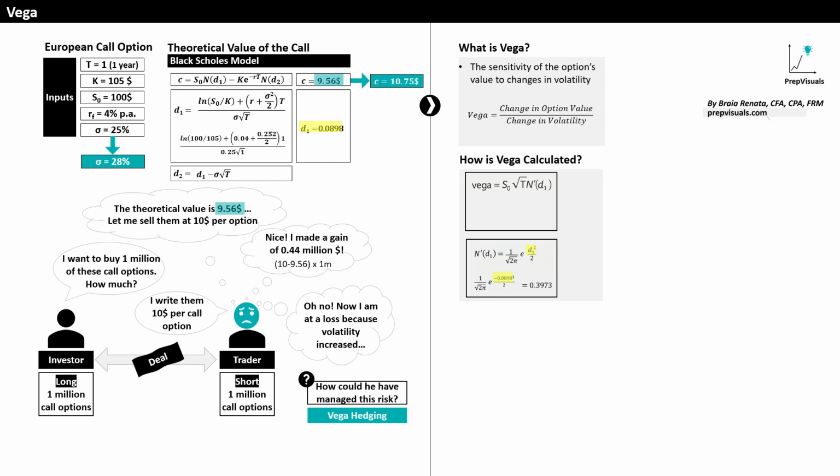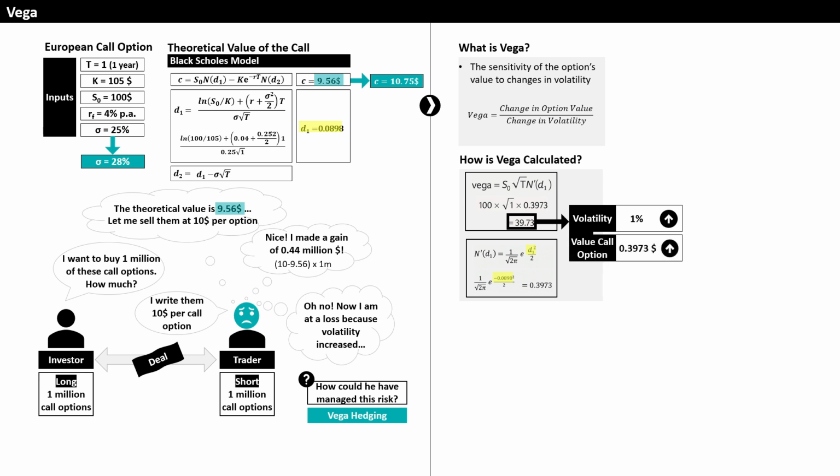And once we know n'(d1), the calculation of Vega is another plug and play, leading us to this value over here. And basically, the way we interpret this value is that if the volatility increases by 1%, the value of the call option would increase by $0.3973.